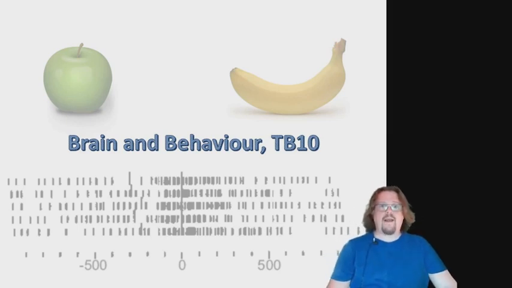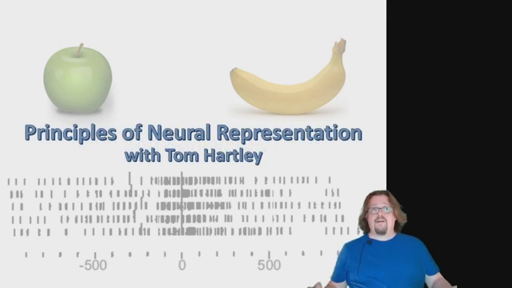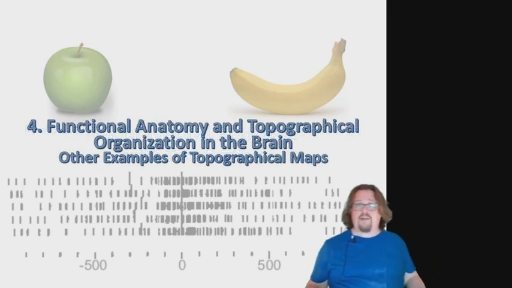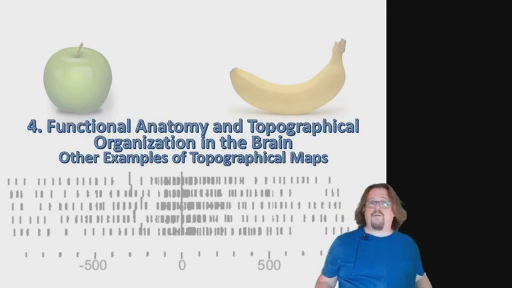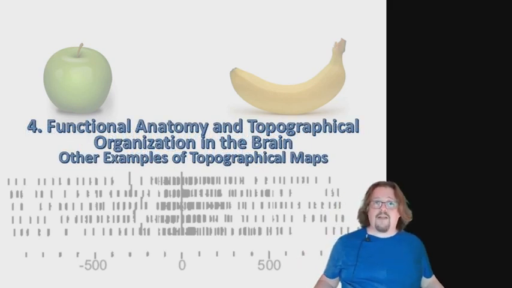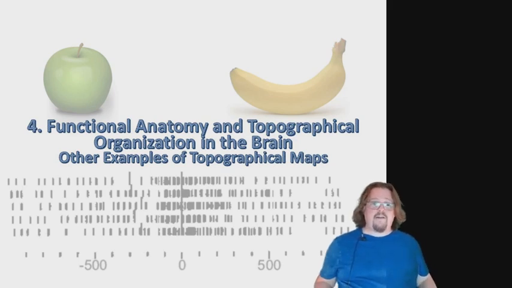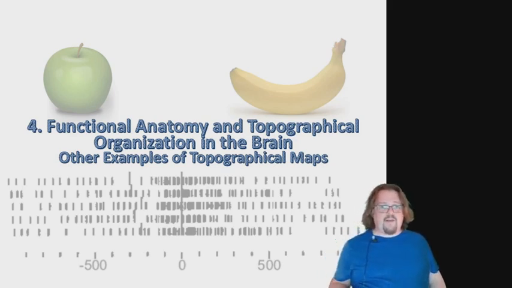Hi everyone, welcome back. This second video really looks at other examples of topographical maps, and the main point is to say that some of the properties that we've seen in the case of vision, that's been particularly well studied in the brain, also apply to other sensory modalities and indeed to action. So that's what we're going to be looking at in this video.